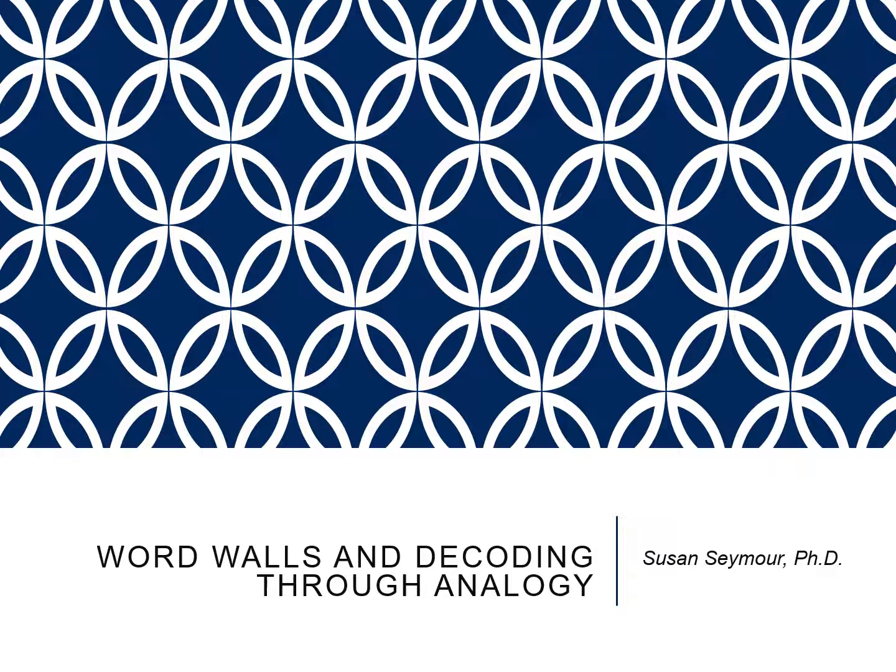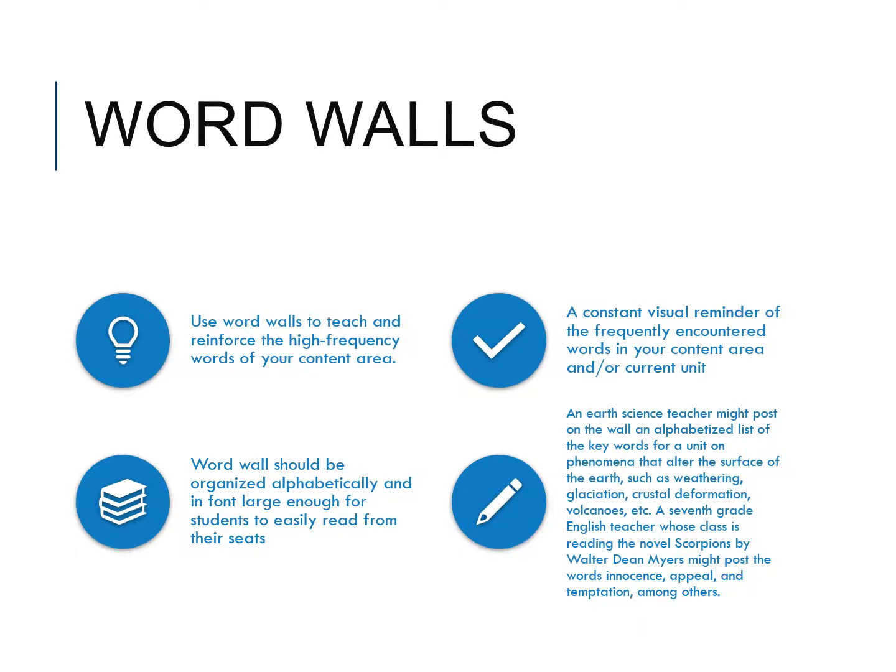So in this lesson, we're going to discuss two strategies to help students learn how to decode multisyllable words that they don't recognize automatically. And like I said, these strategies are using word walls and decoding through analogy. First, we're going to talk about word walls to teach and reinforce the high-frequency words of your content area. And this is like sight words that they would be learning of content area words.